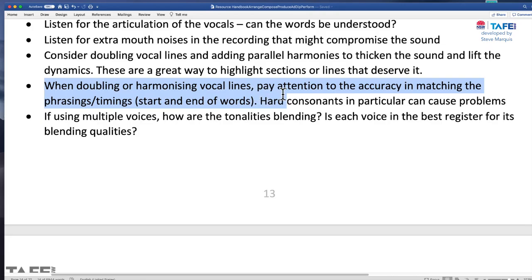When doubling or harmonizing vocal lines, pay attention to the accuracy in matching the phrasings or timings, which is to say the start and the end of the words of the lead vocal. Hard consonants in particular can cause problems. That's t, so if I've got one singer singing a t and another one just a little bit late, it ends up sounding like t, it gets very messy. So that's something we're listening to. And if you are a backing vocalist, that's something you need to be very, very aware of. Also, the end of the words are crucial, particularly if you're holding on to a sound for a length of time and then coming off it. It really sounds so much better when everybody comes off that together or fades out in a really unified way.